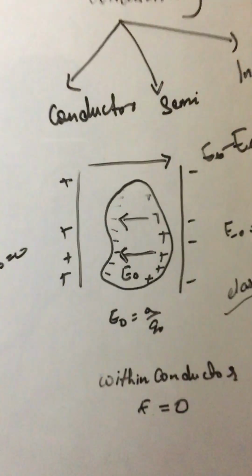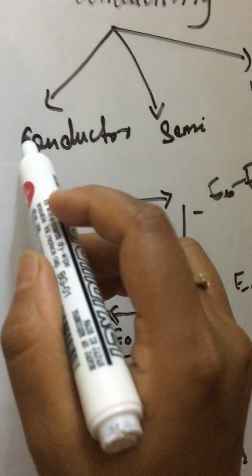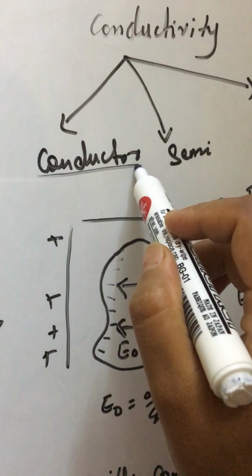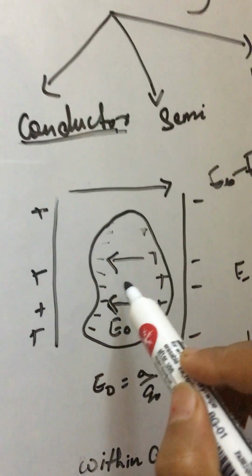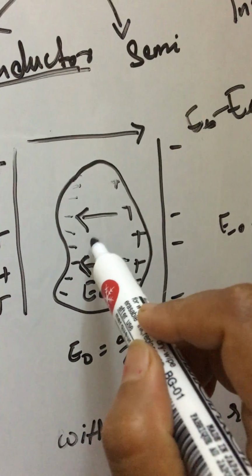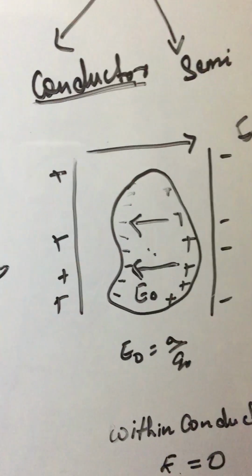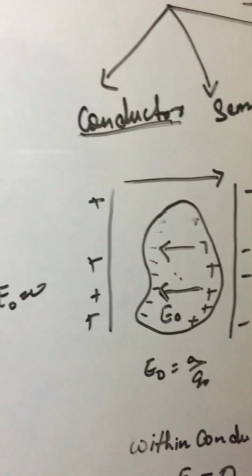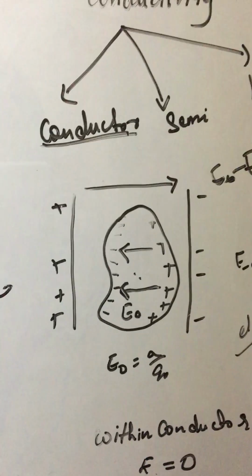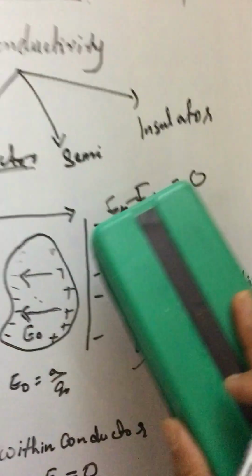So you need to remember one very important point. Inside the conductor, in an external field, the electric field inside the conductor is always zero. The net field is always zero. So that is one thing you can remember. Now I'm not going to talk about the semiconductor.